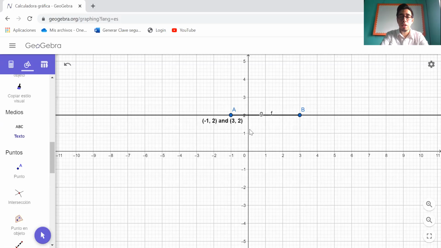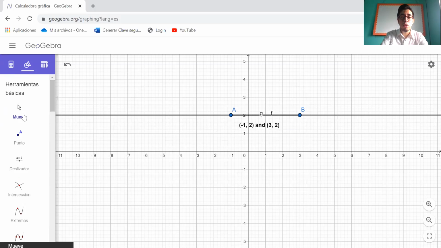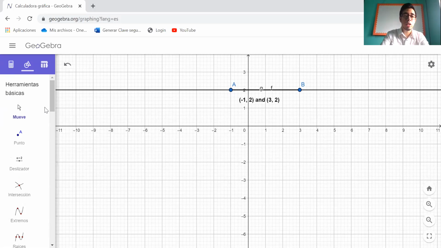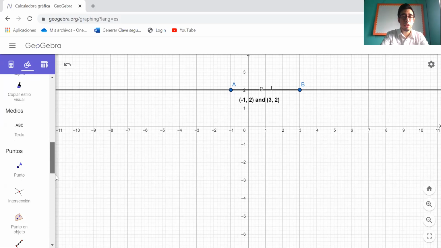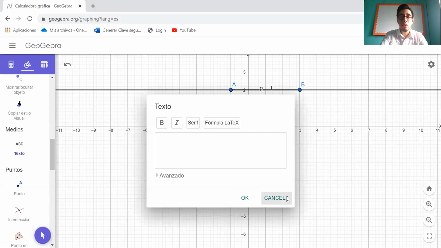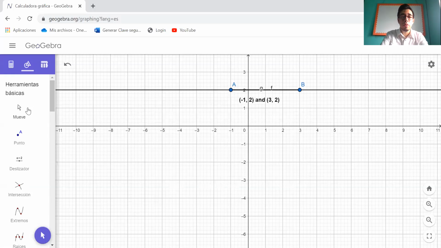This is a line. So these are the 2 points we have in here, -1, 2 and 3, 2. I'm going to place the 2 points in here. I am going to move it only for you to see better, to not distract you when I write the text. And the text is in here. We are going to find the slope of this. So what values do we use? I'm going to move it a little more.